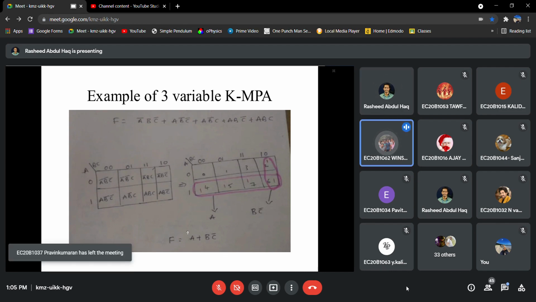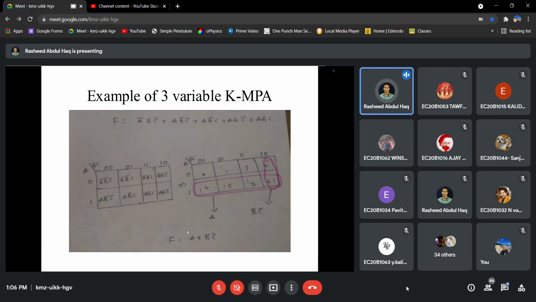Sir, can we also group AB and keep C separate? How? Like how we put A separately and BC together in the K-map. No, no, AB we can. How are you telling that? You can tell me your expression. What is your expression? Then you tell me. No, sir. Same question, sir.